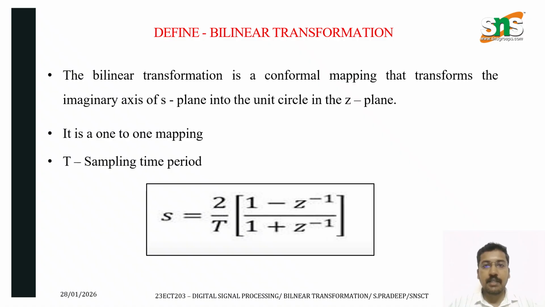Bilinear transformation is a mathematical mapping technique that converts the S-plane of analog systems into the Z-plane of digital systems. Specifically, it maps the imaginary axis of the S-plane onto the unit circle in the Z-plane. This mapping is one-to-one and depends on the sampling time period, ensuring a stable and accurate transformation.